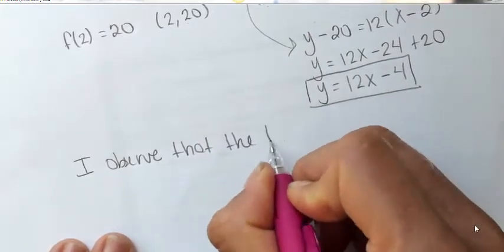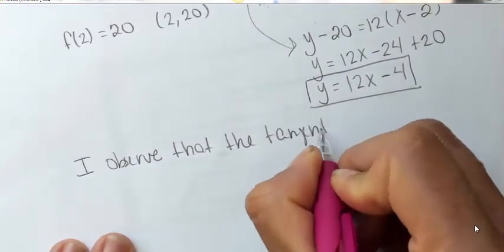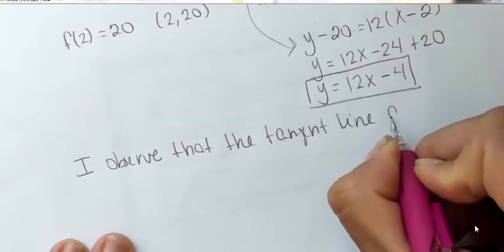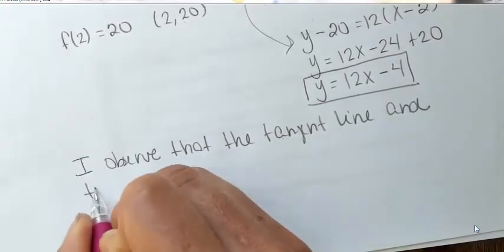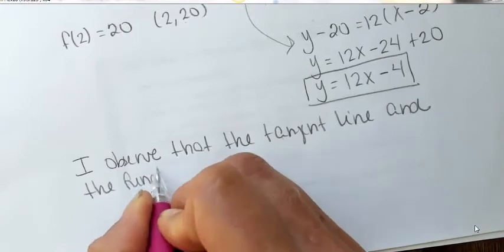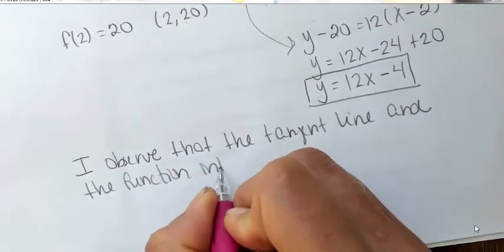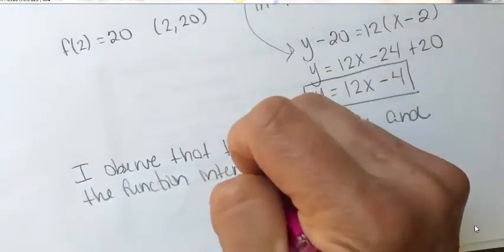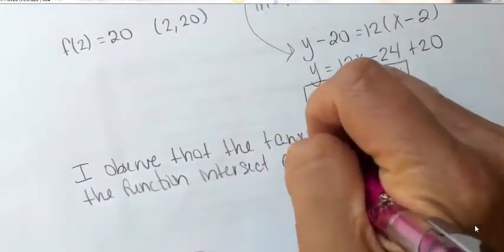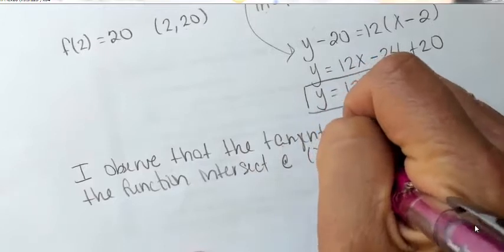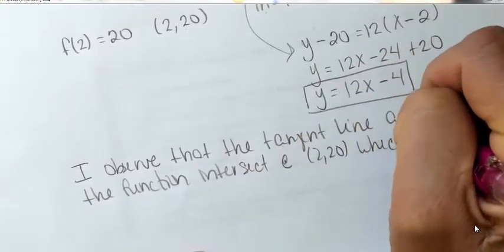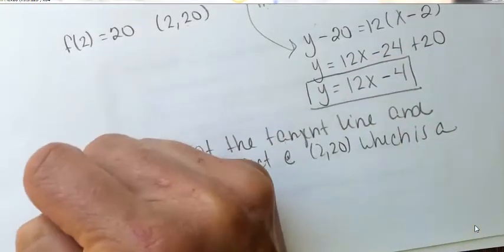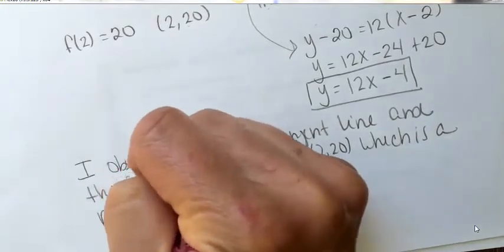The tangent line and the function intersect at (2, 20), which is a point on the function.